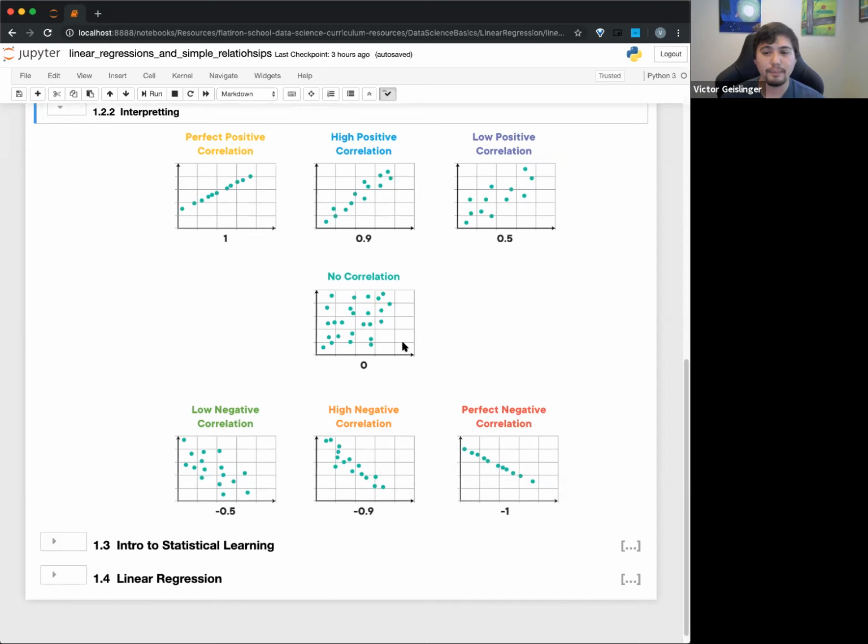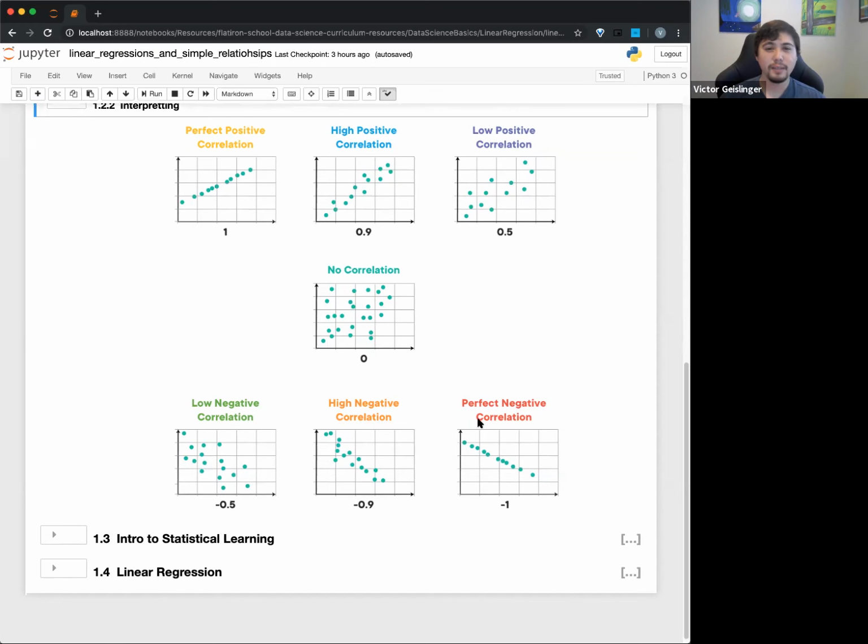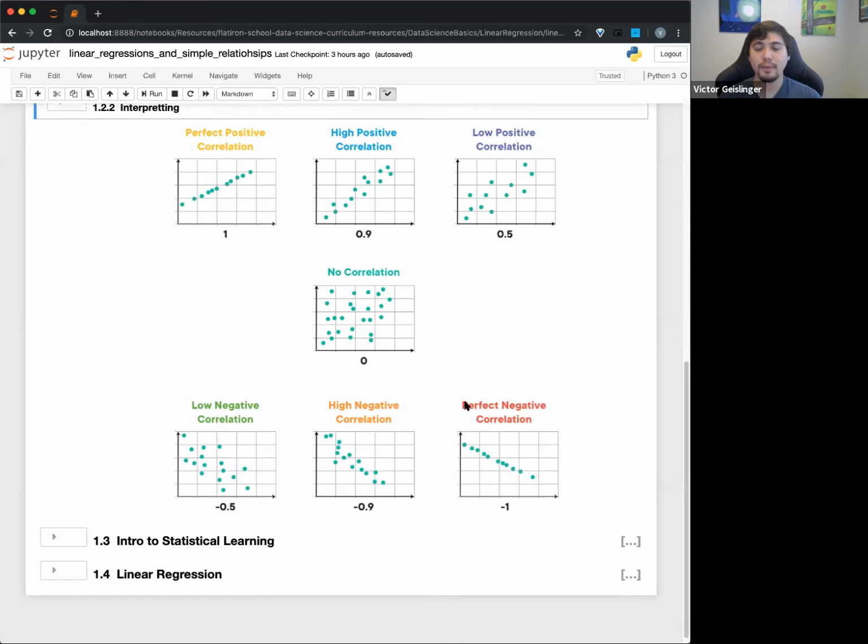Basically, 0 is kind of like saying there's just random noise. And then 1 means we have a very strong positive correlation. Basically they both go up. A negative correlation would mean that as one increases, the other one decreases. So inversely related. So let me ask you guys, which one do you probably want to see for prediction?